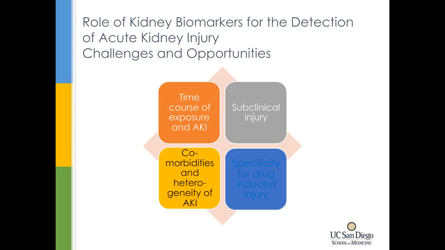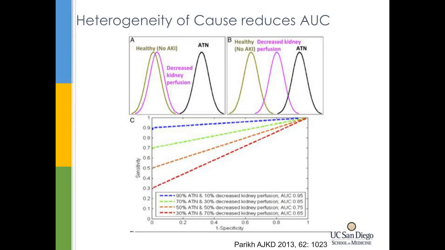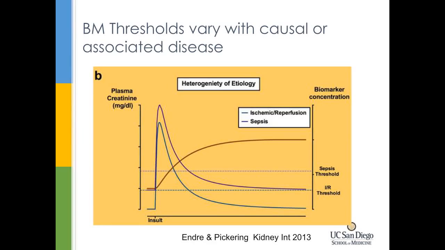Now, the other aspect here is comorbidity and heterogeneity of AKI, and in this slide, all I'd like you to focus on is panel A and panel B. In panel A, you can see that decreased kidney perfusion, reflecting say a pre-renal state, is in the pink line. When you look at a patient who is healthy with no AKI versus, at the other extreme, somebody with ATN in the black line, depending upon the heterogeneity of what is happening, you have an influence on the specificity and the area under the curve of any biomarker. So the proportion of how much there is a functional change versus damage will influence the ability of a specific biomarker in identifying this process.